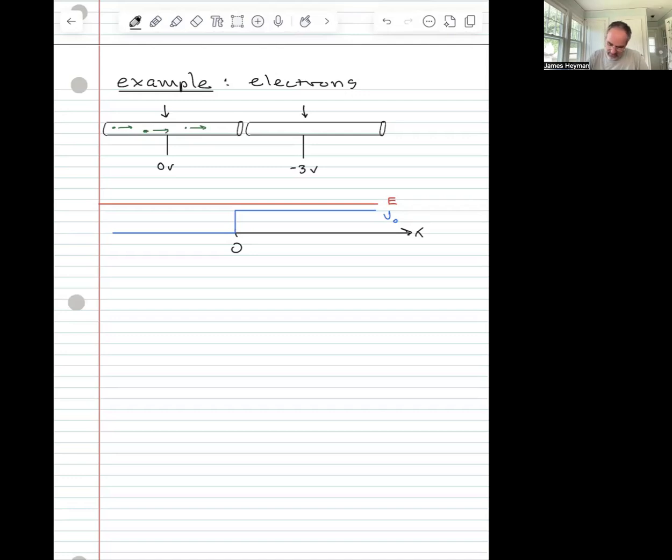So here we have electrons. We'll give them a kinetic energy of 4 electron volts for the incident electrons. And then they're going to enter a region where the potential energy is equal to 3 electron volts. And we'd like to find out what the probability of reflection is.